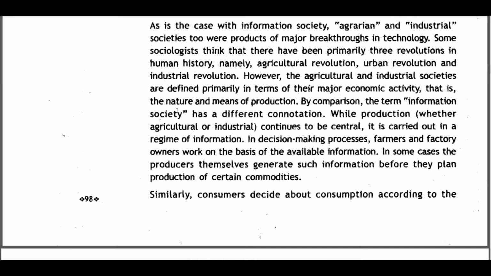By comparison, the term information society has a different connotation, while production, whether agriculture or industrial, continues to be central. It is carried out in a regime of information. In decision making process, farmers and factory owners work on the basis of available information. In some cases, the products themselves generate such information before they plan production of certain commodities.